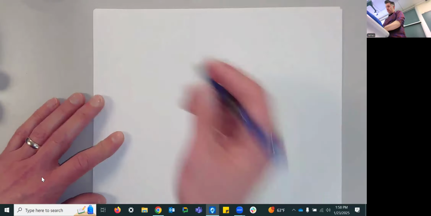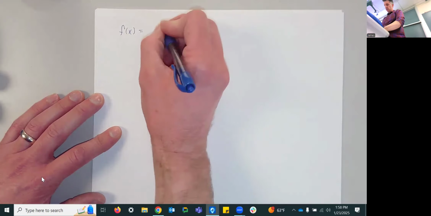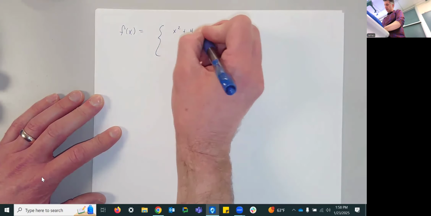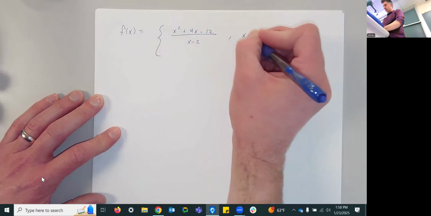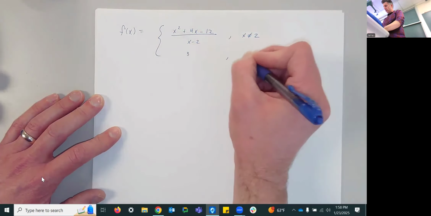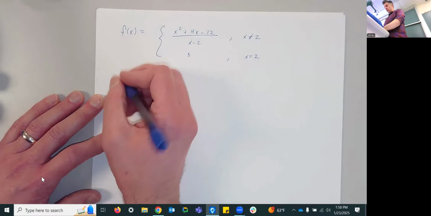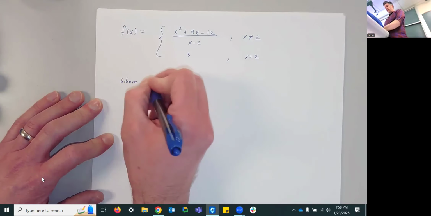So let's look at this next example. Here's another example of a similar kind of situation. I'm going to give you the following one. f of x is equal to x squared plus 4x minus 12 divided by x minus 2 when x is not equal to 2, and 3 when x is equal to 2. And I want you all to do the work. So the actual question is, where is f of x continuous?